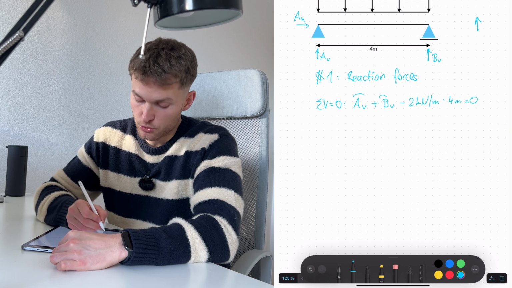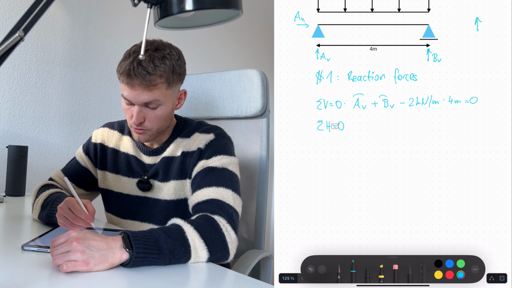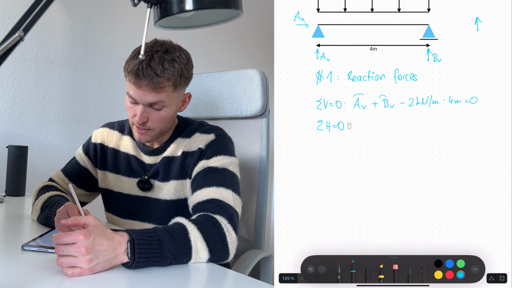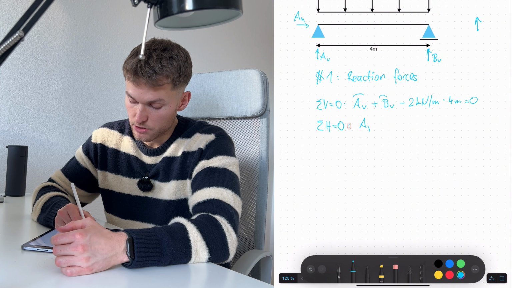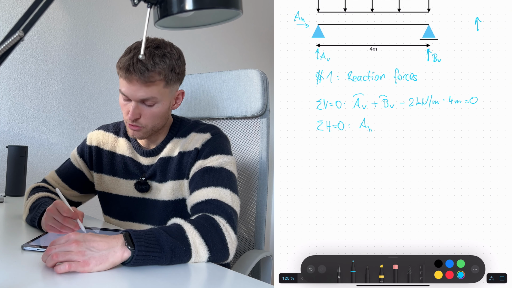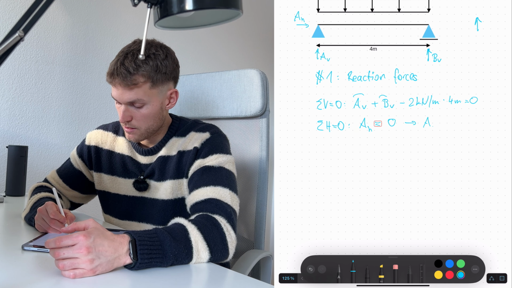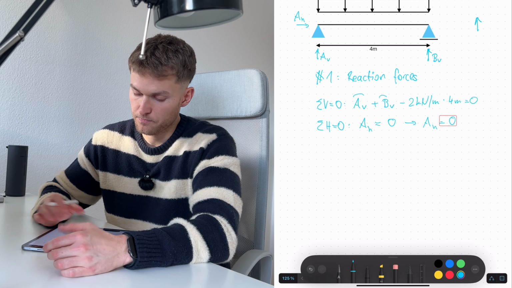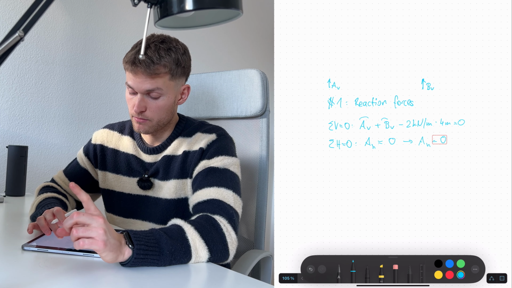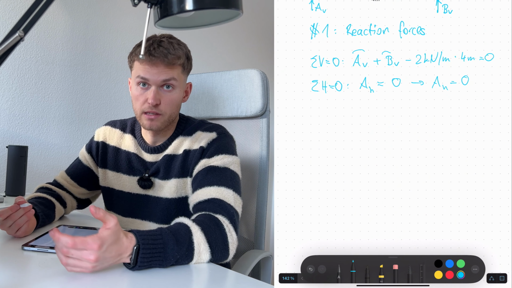But let's first do the horizontal equilibrium, which is the sum of all horizontal forces equals 0. And here we only have AH as a horizontal force or load. So that's 0, and therefore AH equals 0. Now we have one more equation, and that is the moment equilibrium.